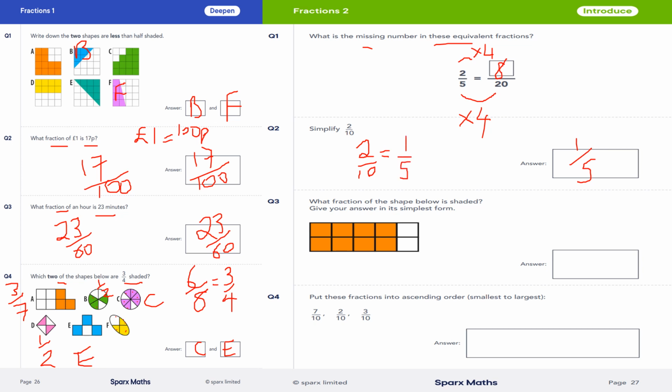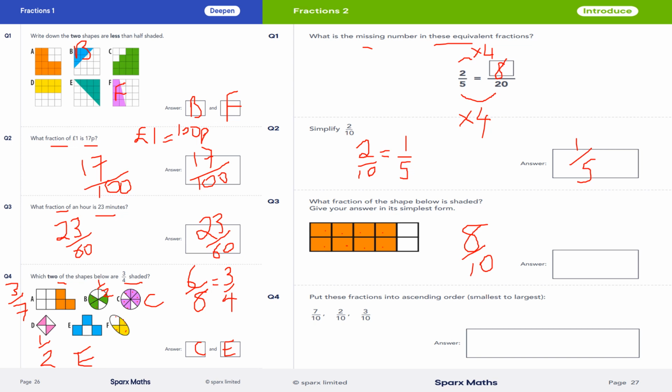Next part. What fraction of the shape below is shaded? Give your answer in its simplest form. We've got 1, 2, 3, 4, 5, 6, 7, 8. We've got 8 out of 10, so 8/10.